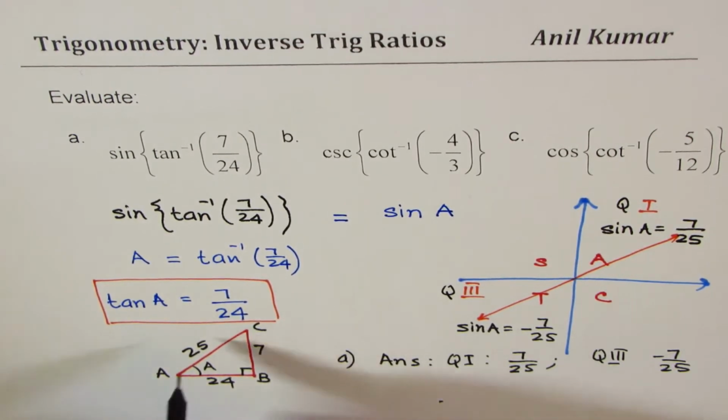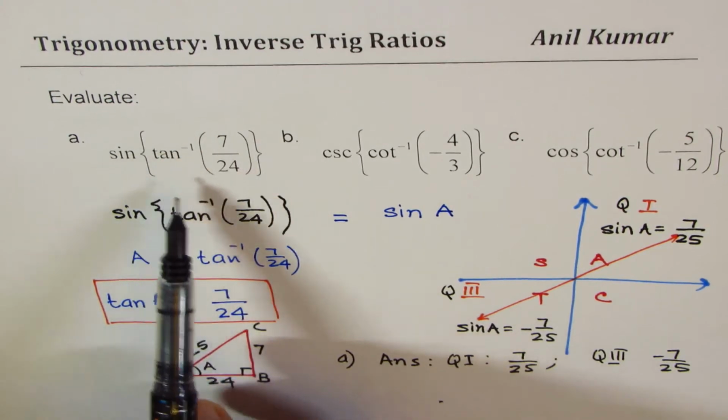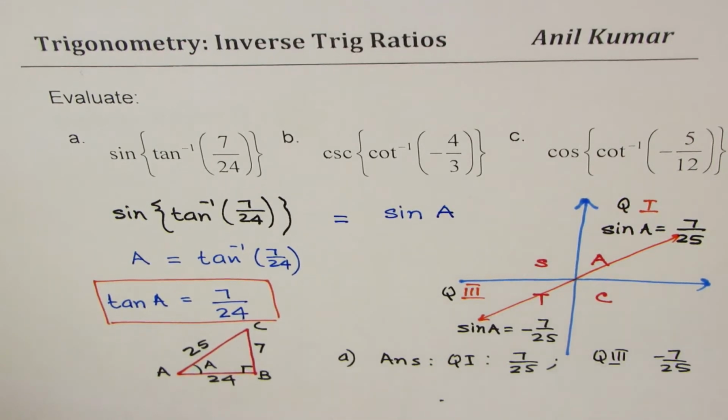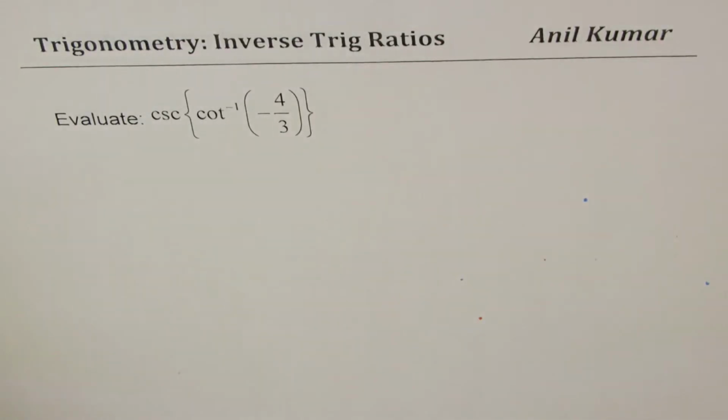So let me define that this term could be in any quadrant. Accordingly, we get two solutions, right? So now let's take the second one.